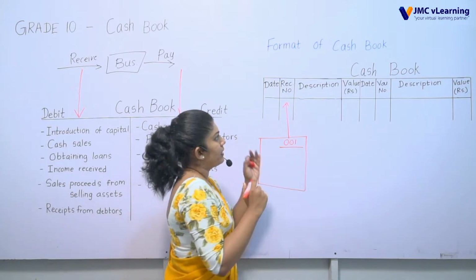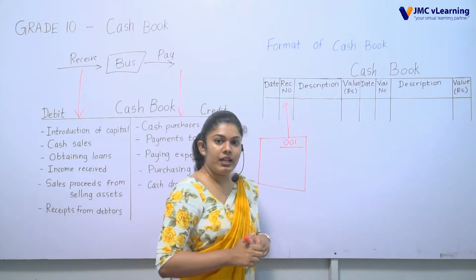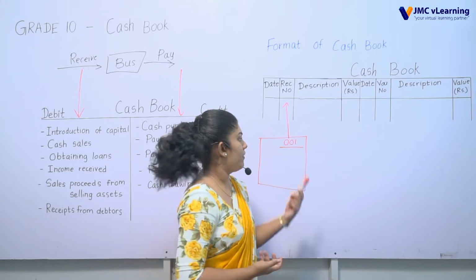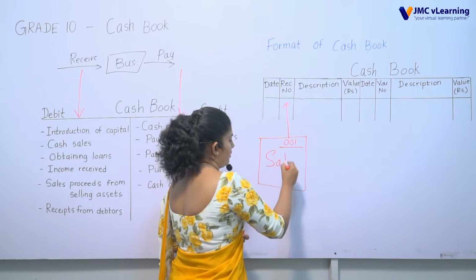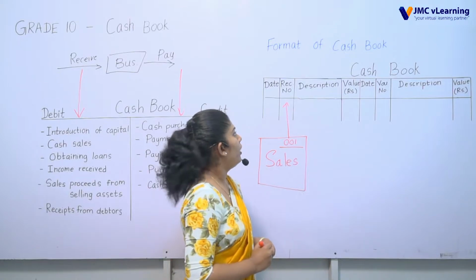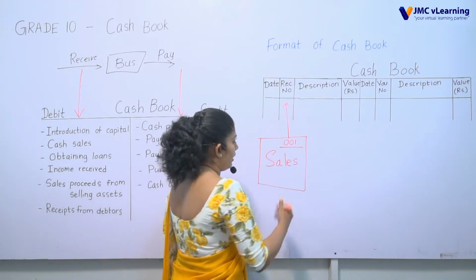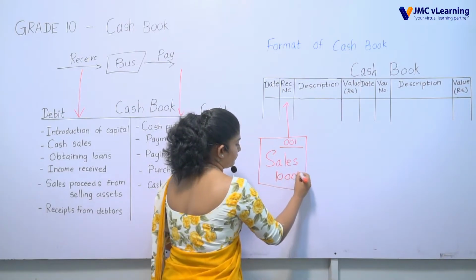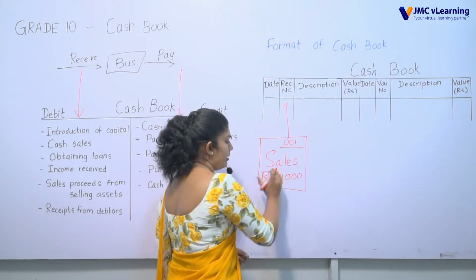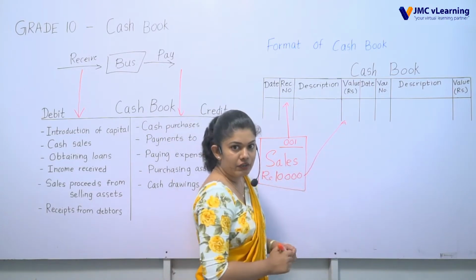Date is the date you received cash. And the description is the opposite account of this transaction. If we have sales, the opposite account is sales account. Therefore, the description in there we must write sales account. And value, the transaction value mentioned in this source document. We have to record it in this value column.